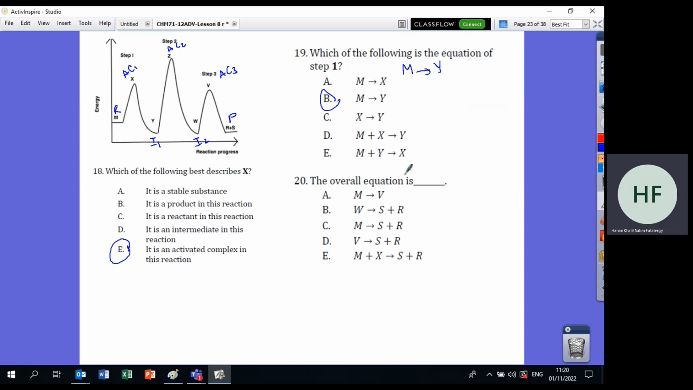Now the overall equation: you look at the first reactants and the last products. M gives R plus S.